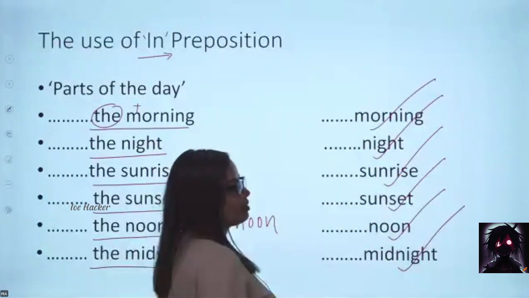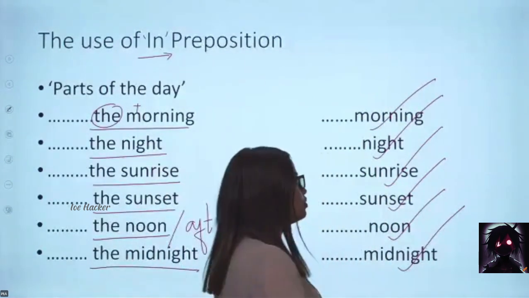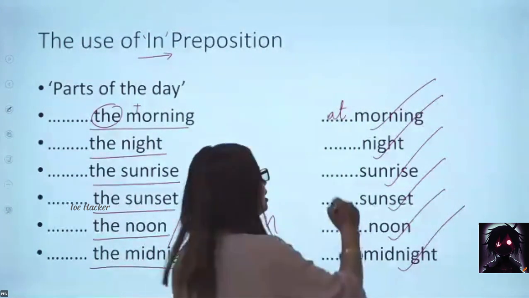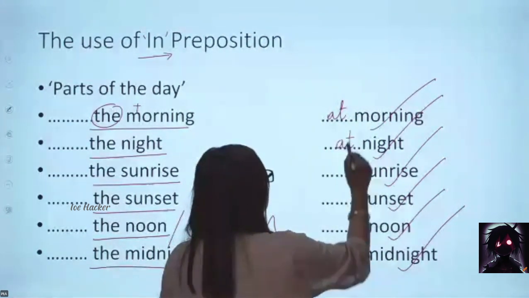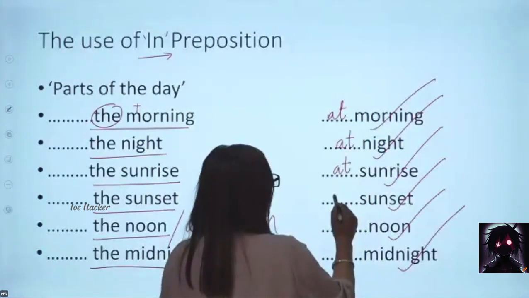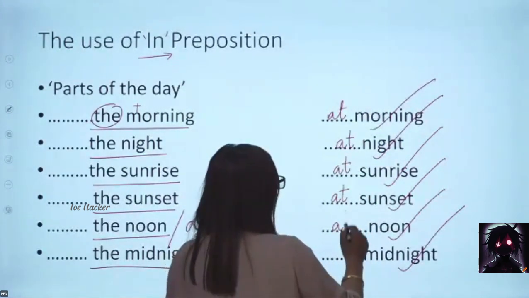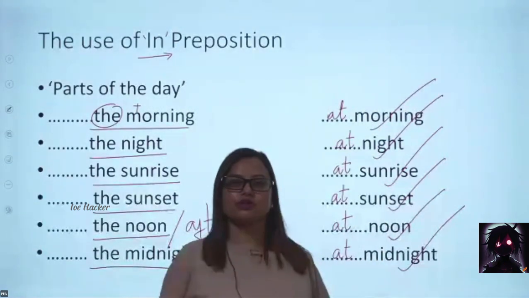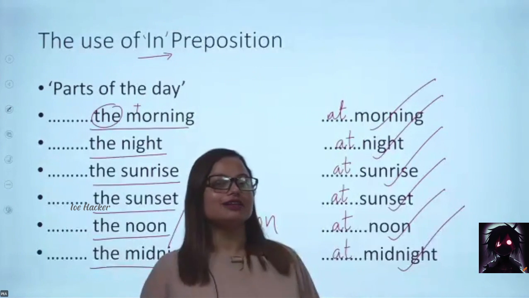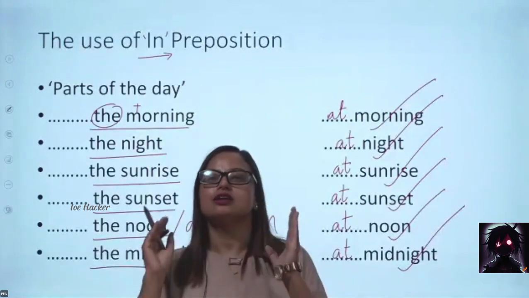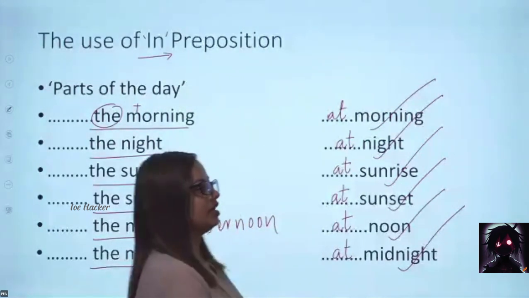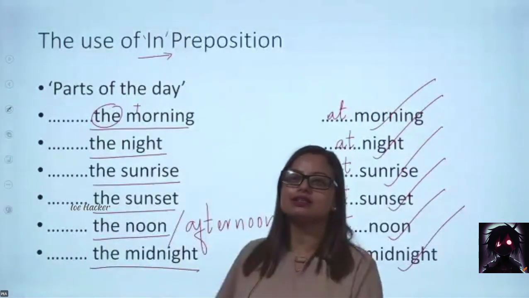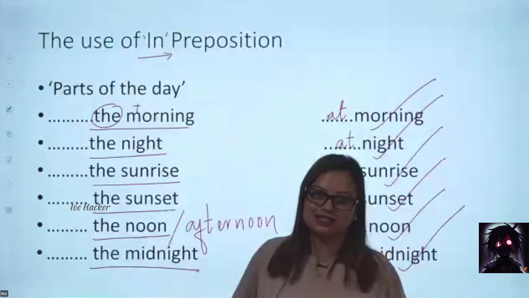So if you have only parts of the day, then you have to go for "at". See the variations, all right? At morning, at night, at sunrise, at sunset, at noon, at midnight. Are you getting it? So if there are only parts of the day, then please go for "at". And if your parts of the day come with an article, then again there is another scenario.